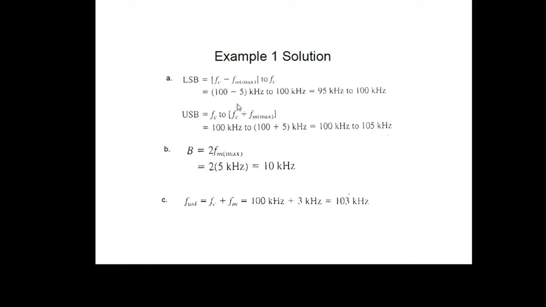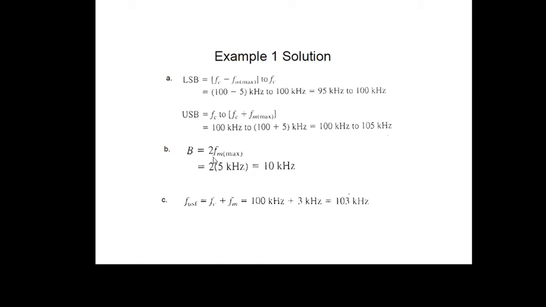We can first find the upper sideband and lower sideband frequencies. The formula is FC minus F max to FC, so 100 minus 5 gives the frequency range for the LSB: 95 to 100 kHz. Then for the upper sideband, FC to FC plus F max, so the frequency range for the upper sideband is 100 to 105 kHz. This is the frequency range which will be asked in MCQ type questions, so we take an example here.